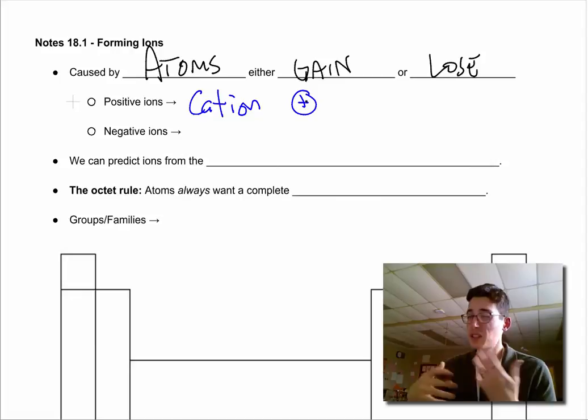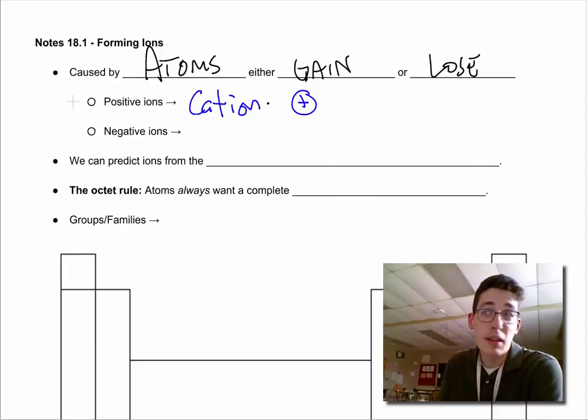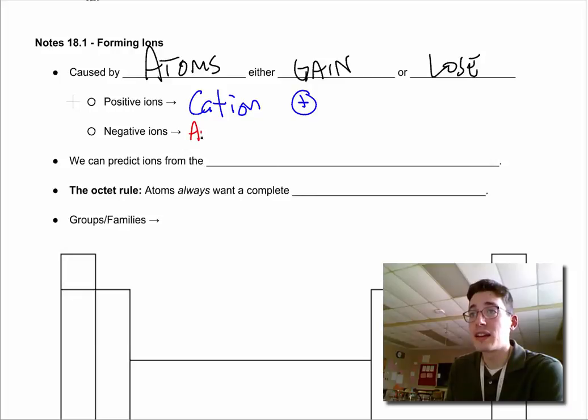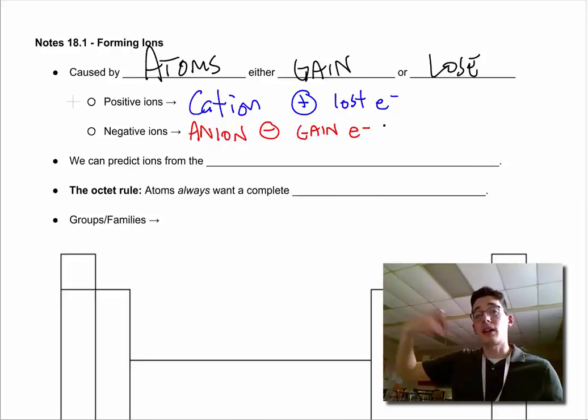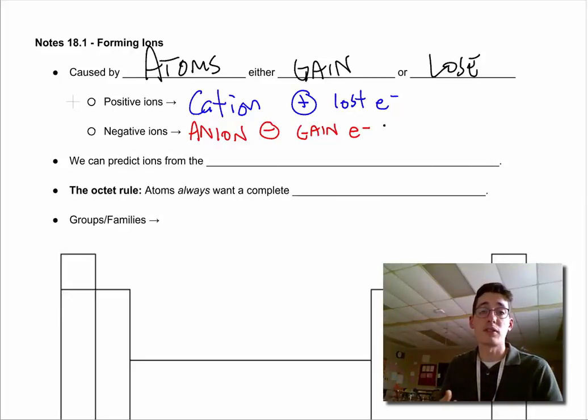Remember, the T looks like a plus. It's a good little memory trick. That's not why they named it that, but it works. Negative ions are called anions, A-N-I-O-N, and I like the acronym A Negative ION. This is gaining electrons, and that means that the cation has lost electrons. So my electrons have gone away, leaving me with extra protons. Negative is the opposite. I have protons, and I gain a few extra electrons.